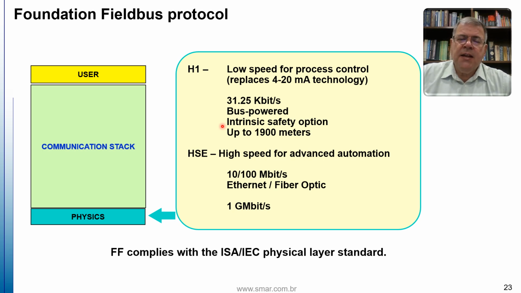The network linking the PLC and the controller, and between the controllers and the computer, is a high-speed Ethernet network, where we achieve 100 megabits per second. This network can use Ethernet or fiber optics as its physical medium. In the future, we might reach 1 gigabit per second.